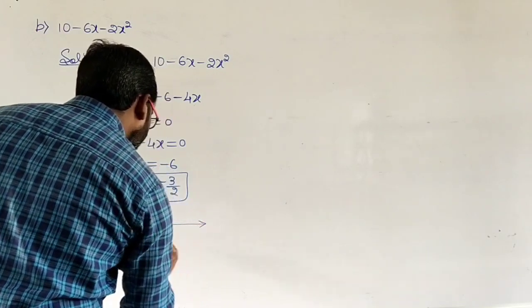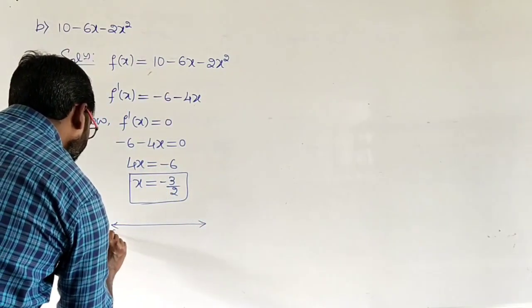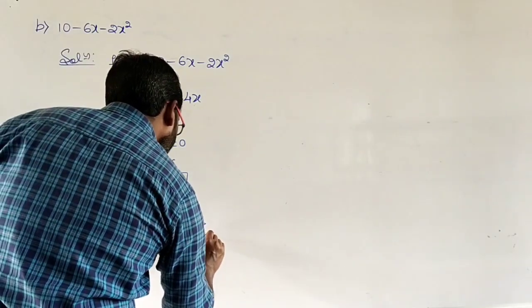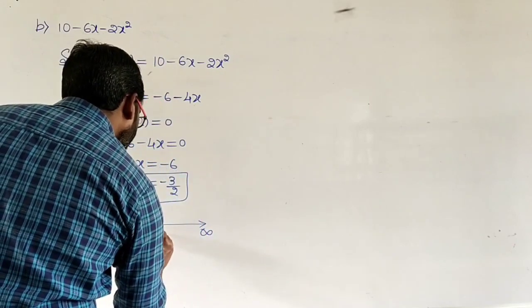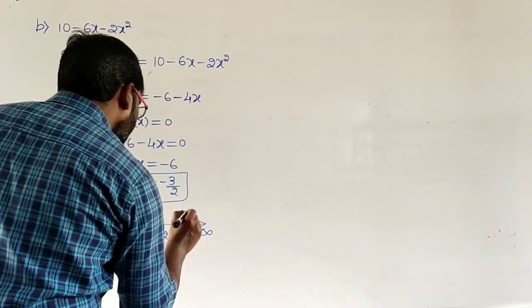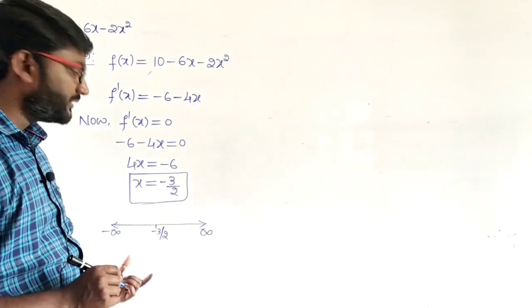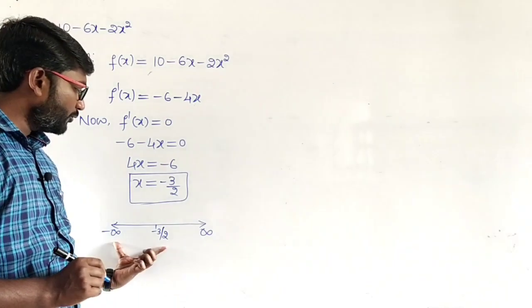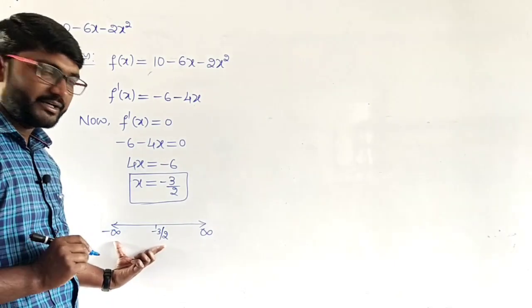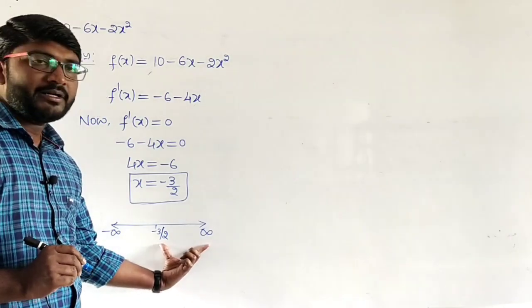So I'll go for the number line. It is minus infinity, then here we have infinity, in between we have minus 3 by 2. So what are the two disjoint intervals now? Minus infinity, open interval minus infinity comma minus 3 by 2, and then minus 3 by 2 comma plus infinity.